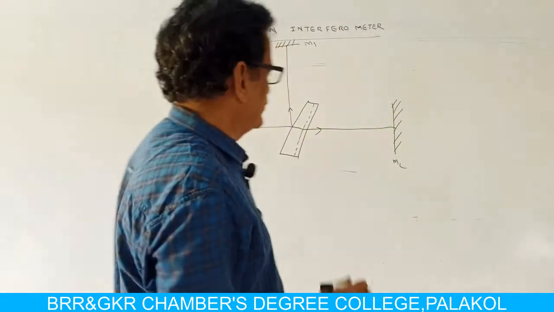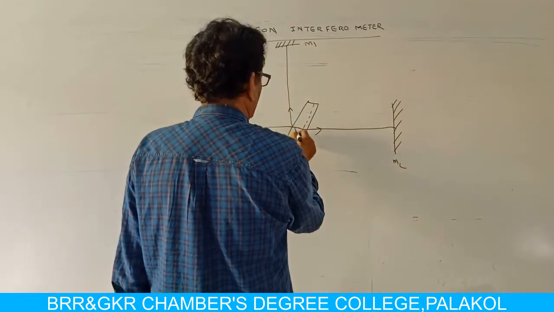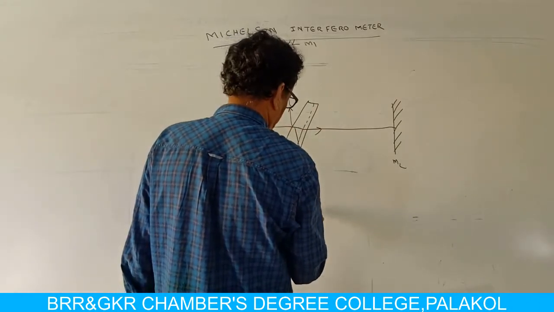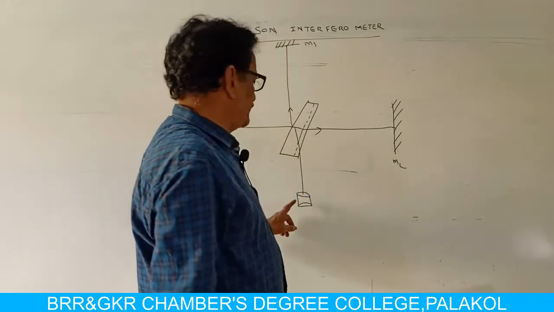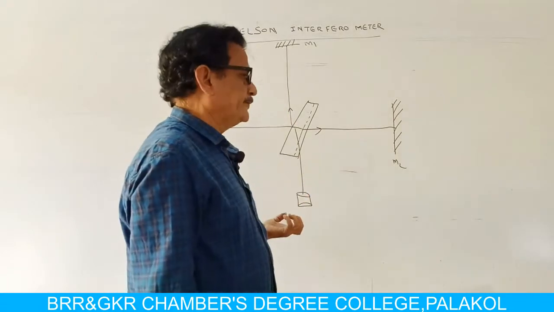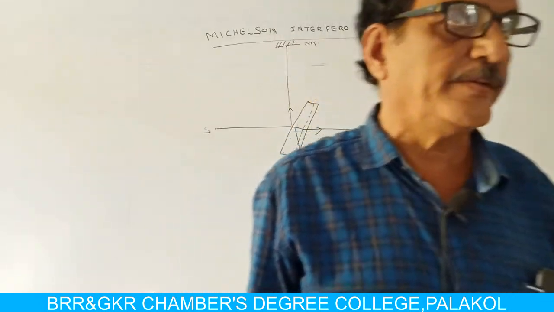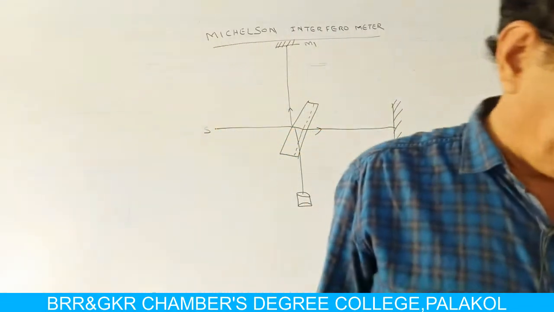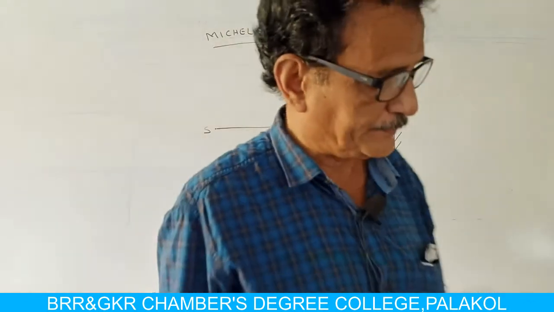After reaching this point, the two rays enter into a short focus telescope. In this, we can observe the interference fringes. So, this is about the Michelson interferometer.